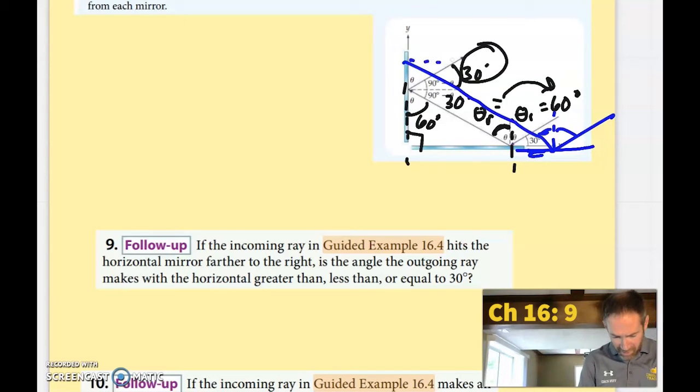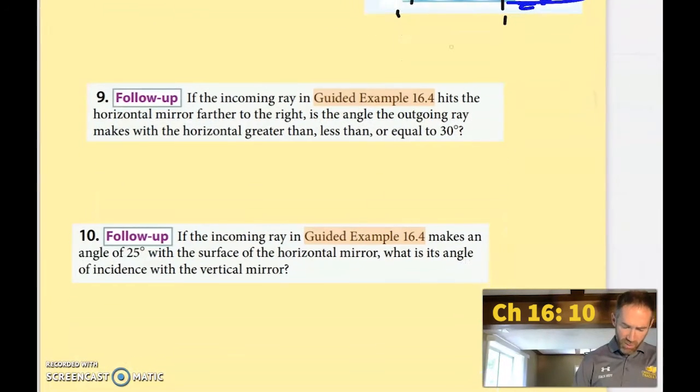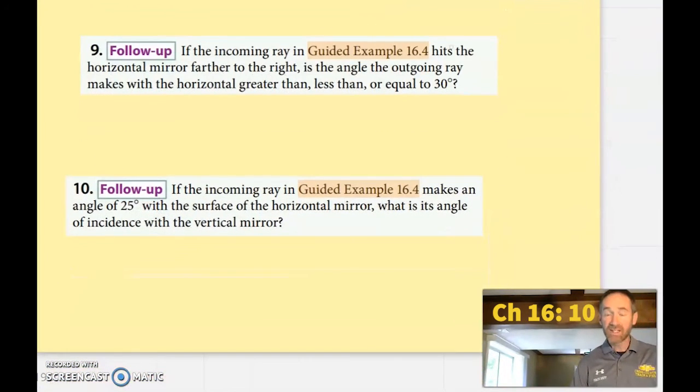Yet it's still going to give you a 30-degree angle of incidence, and it's still going to give you a 30-degree angle of reflection, and so that hasn't changed. It's just that the whole thing happens up a little bit higher. And then one more follow-up in number 10, it says if the incoming ray makes an angle of 25 degrees with the surface of the horizontal mirror, what's the angle of incidence with the vertical mirror?